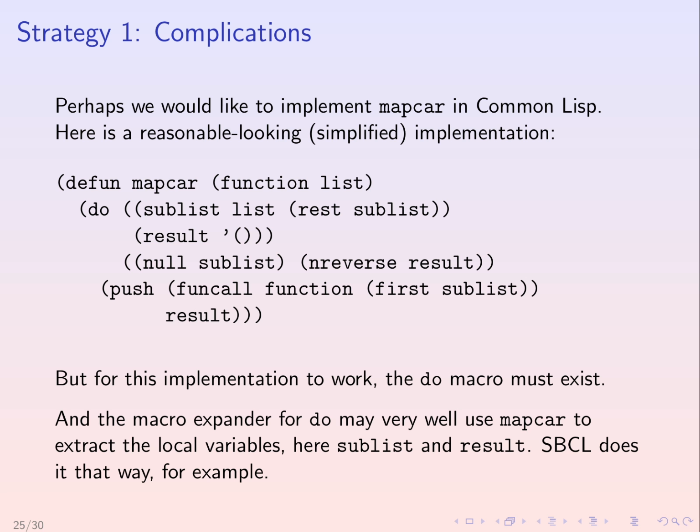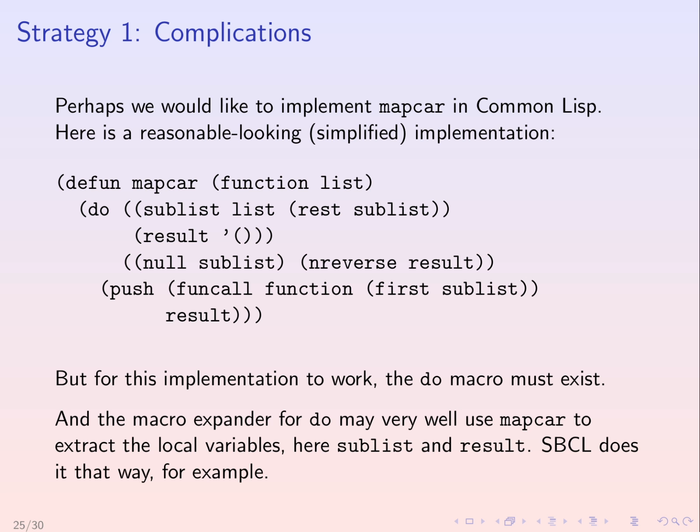So this looks quite reasonable. But of course, in order for this implementation to work, the do macro must exist. And the macro expander for do may very well use mapcar to extract the local variables. The local variables here are sublist and result, and there can be an arbitrary number of those. So it would be quite reasonable to use mapcar on the list of these clauses to extract the local variables. And that's in fact exactly what SBCL does in its implementation of the do macro. So now we have a circular dependency in that we need a do macro to write mapcar, and in order to write the do macro, we need the mapcar function.